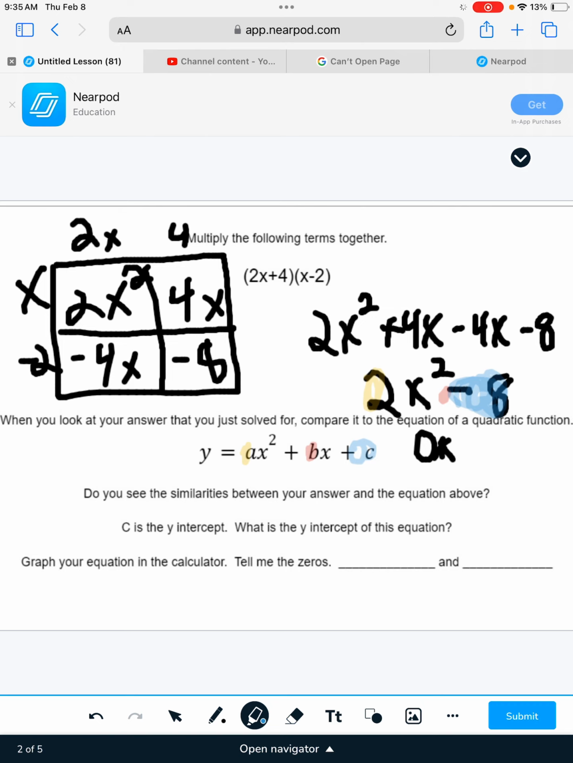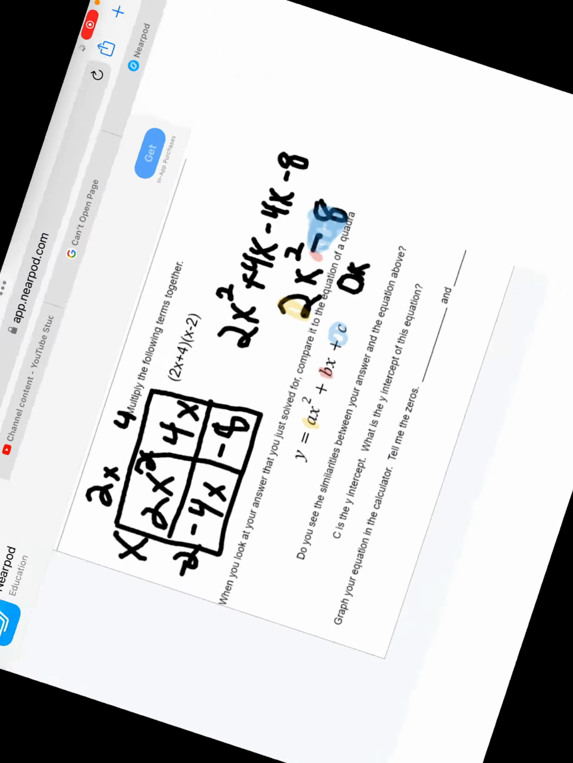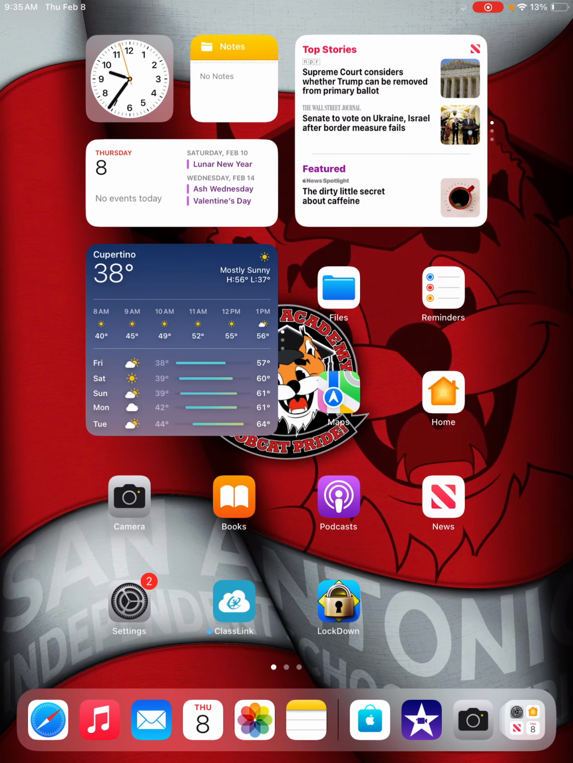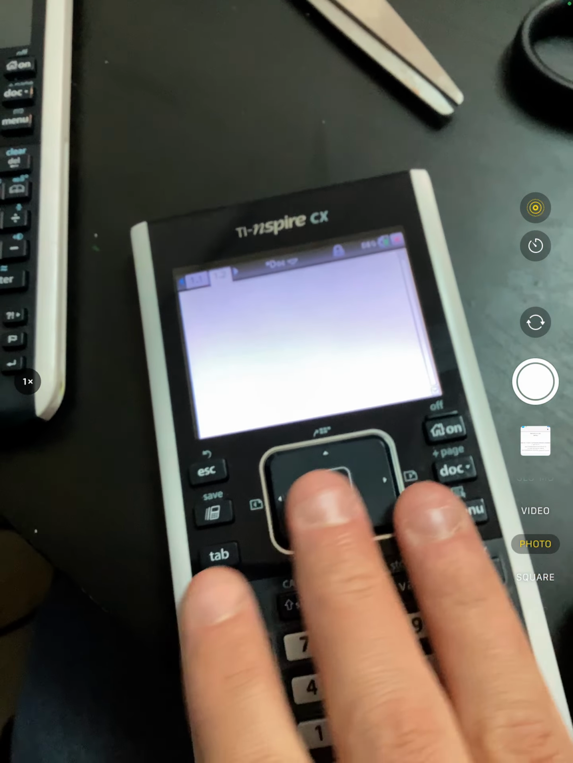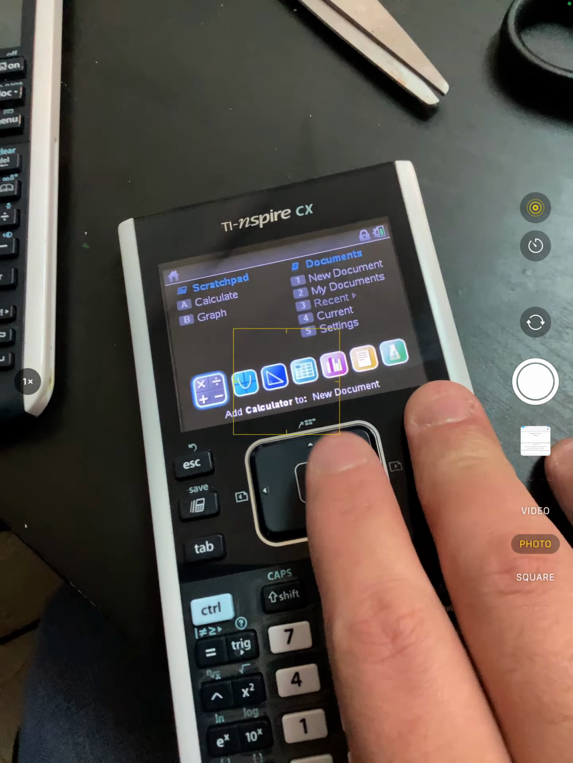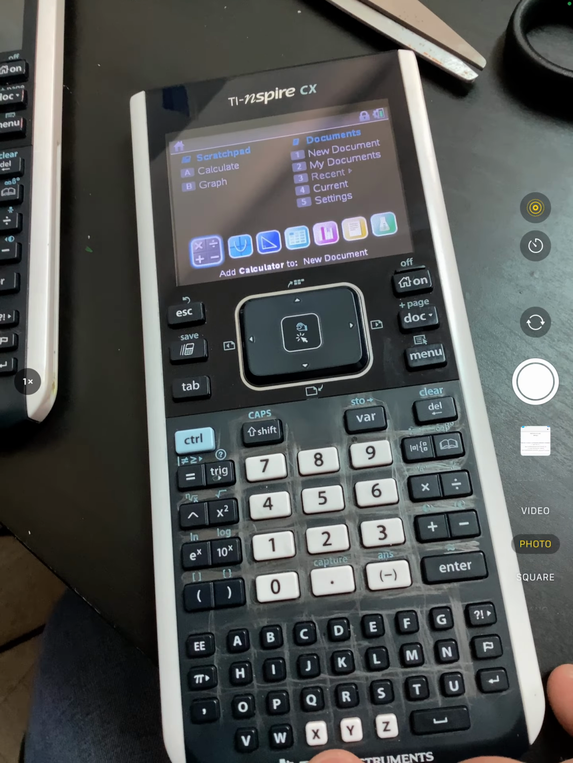So, let's go ahead and graph it. Tell me the zeros. And the zeros are, well, it gives us 2 blanks. So let's go ahead and get a calculator in front of ourselves that we can use to graph this. Give me just 2 seconds real quick while I get it turned on. There we go. We're going to go back to home. We're going to push B for graph.